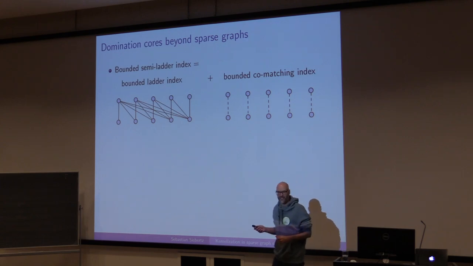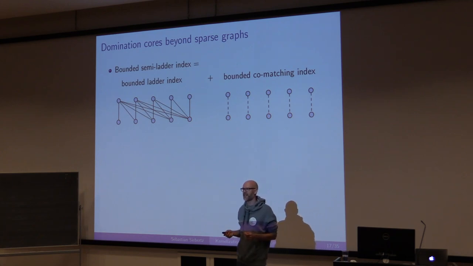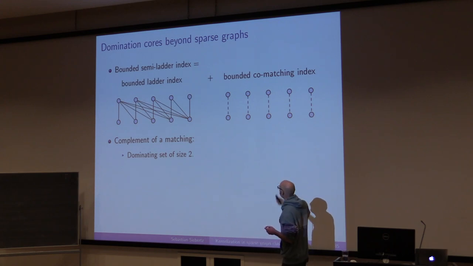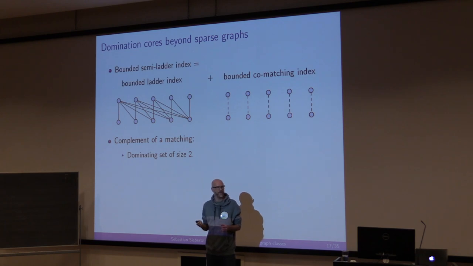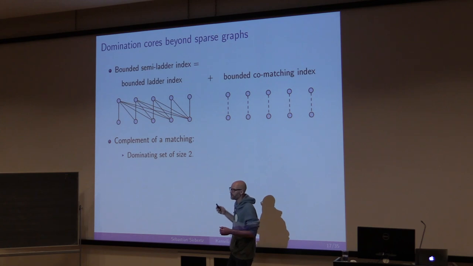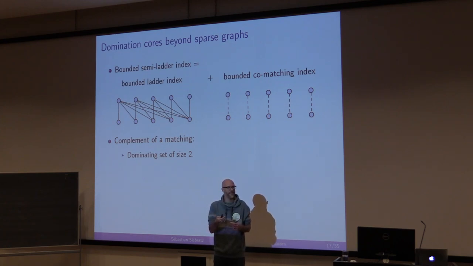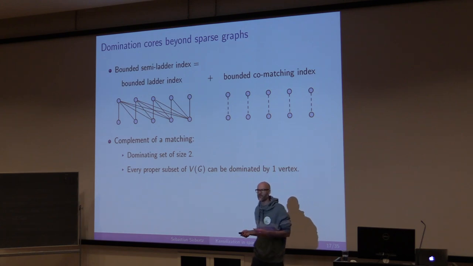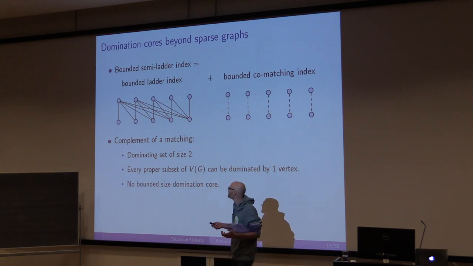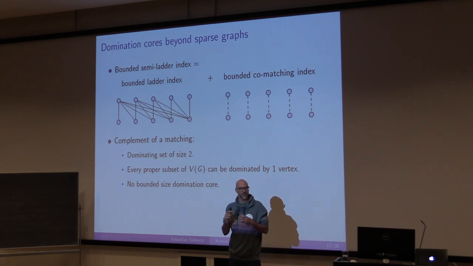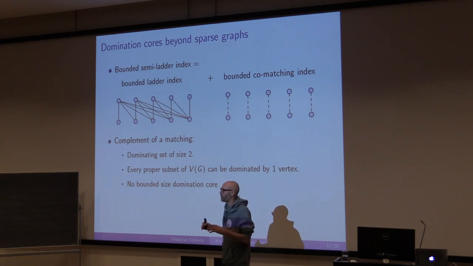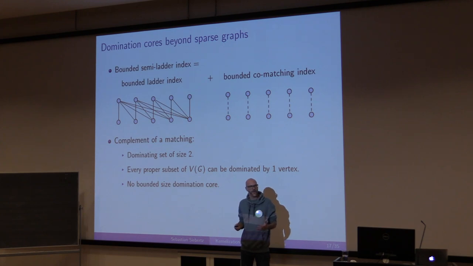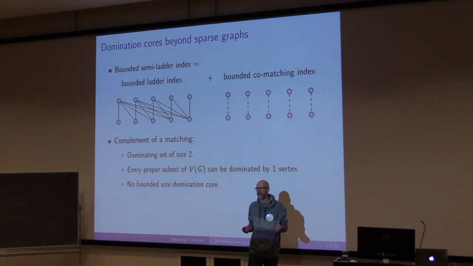Now, the bounded co-matching index alone is enough to show that cores cannot exist in all graphs. Let's look at this complement of a matching. It has a dominating set of size 2, and you cannot dominate it by one vertex. Whatever vertex you pick, you will not dominate the vertex on the other side, which is not connected by an edge. But every proper subset can be dominated by one vertex. So you will not have a non-trivial domination core. For the domination core, if you dominate this core with one vertex, then you must dominate the whole graph by definition, and this cannot exist in the co-matching. So this constitutes the limit for the existence of domination cores, and for this approach of first computing a domination core and then classifying how vertices around the core interact with the vertex set.